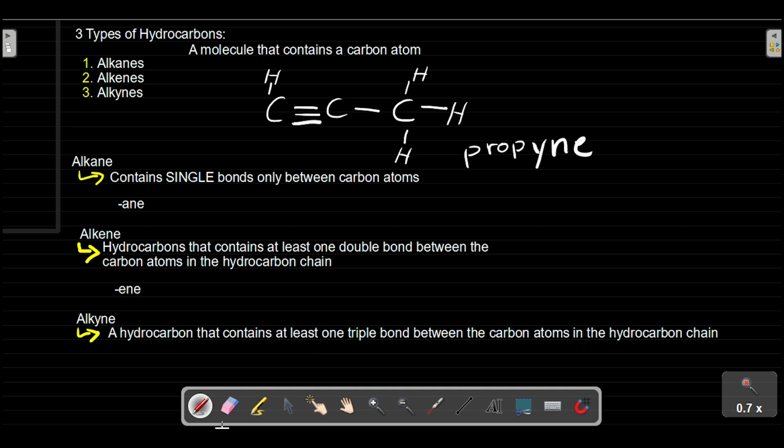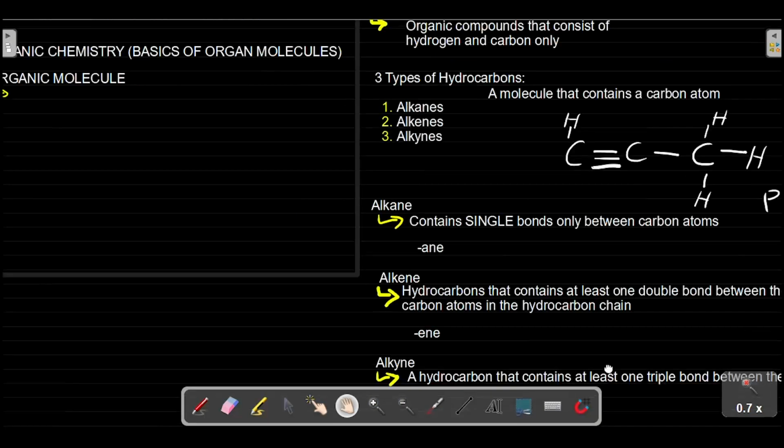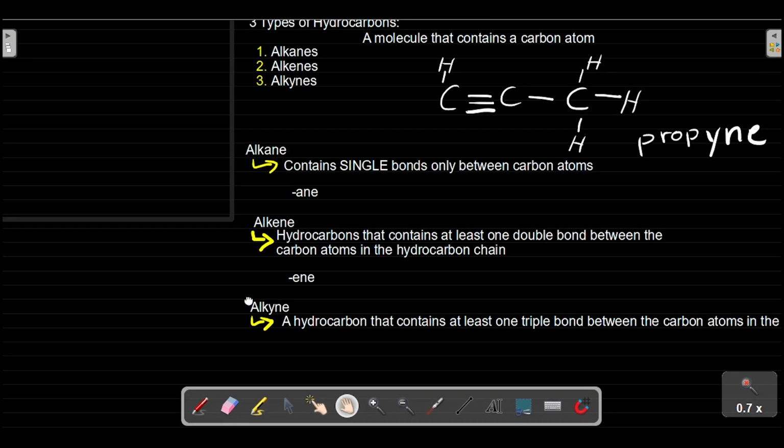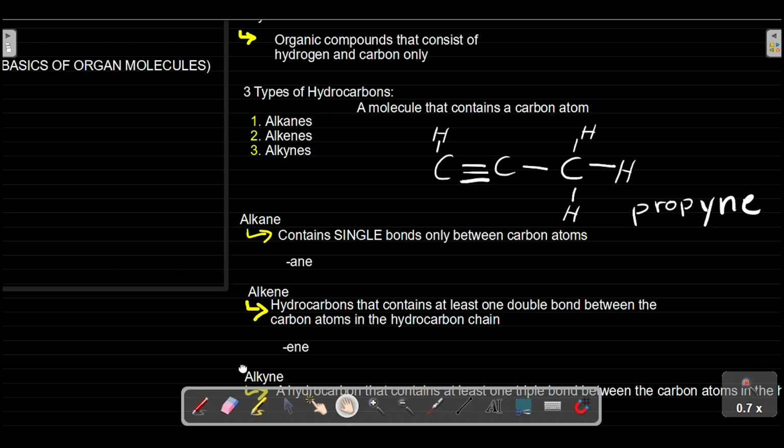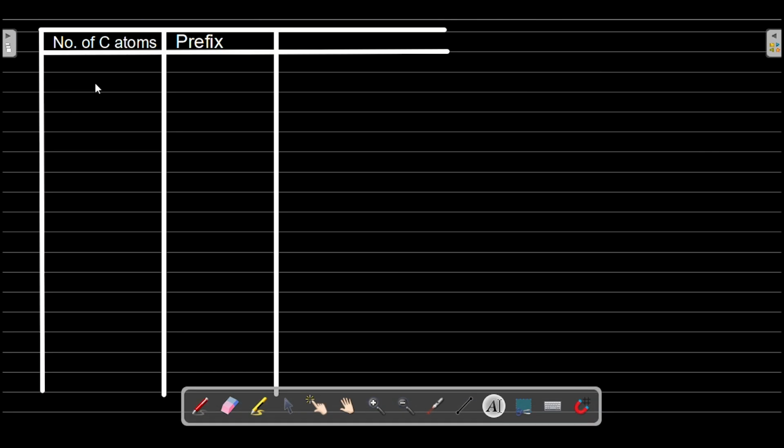Well, let's dive into the nomenclature of organic molecules. The prefix that we use when naming a molecule is dependent on the number of carbon atoms in the longest chain of that molecule. So, what does that mean?